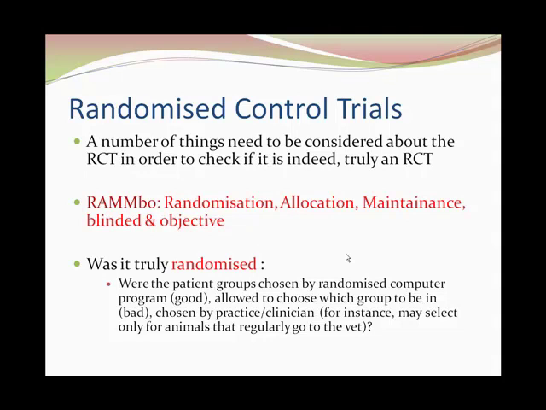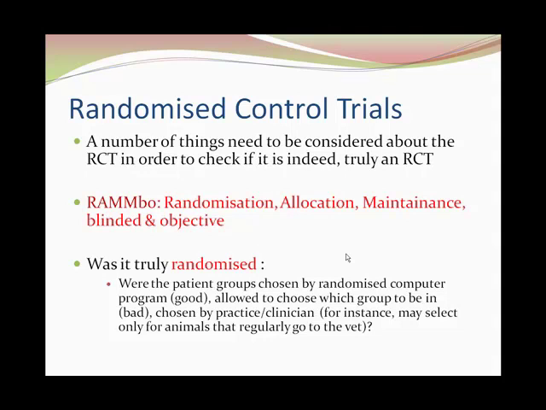So in order to look at a randomized control trial and see if it truly is a randomized control trial, we can apply a mnemonic, which is RAMBO: was the trial randomized, is it allocated, is it maintained, and were the results blinded and objective.